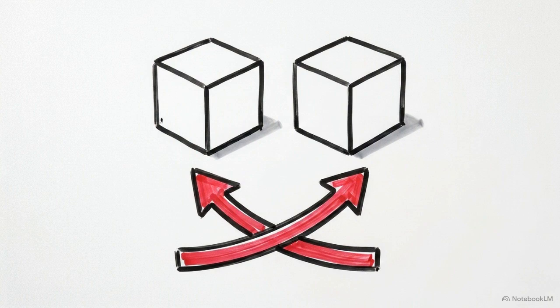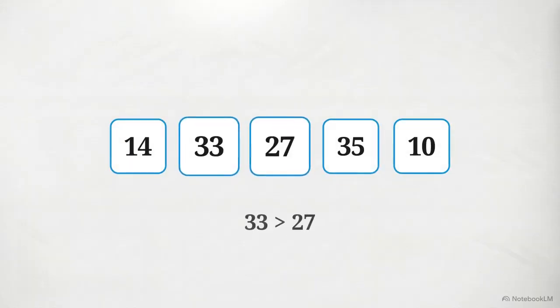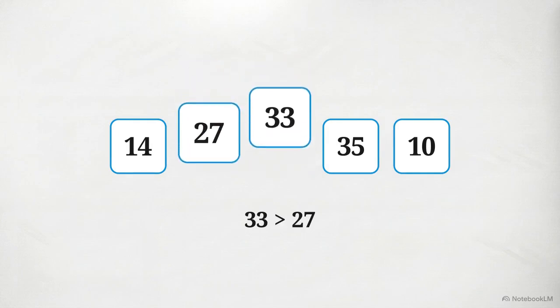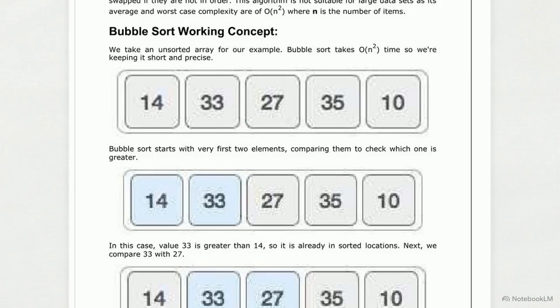We start with bubble sort. Its defining mechanic is straightforward. It achieves order by comparing and swapping immediately adjacent elements. Looking at this diagram, the algorithm starts at the beginning of the array, evaluating index 0 and index 1. Since 14 is not greater than 33, the condition fails. No swap is executed, and the elements stay put.